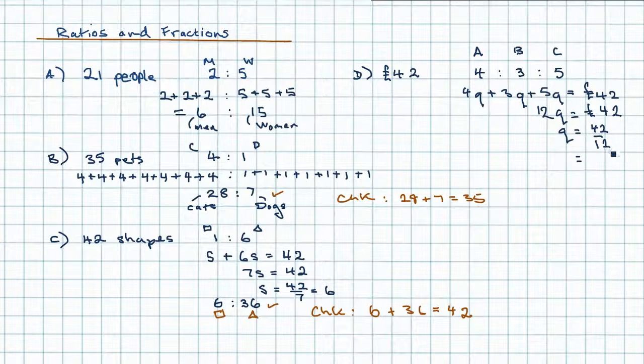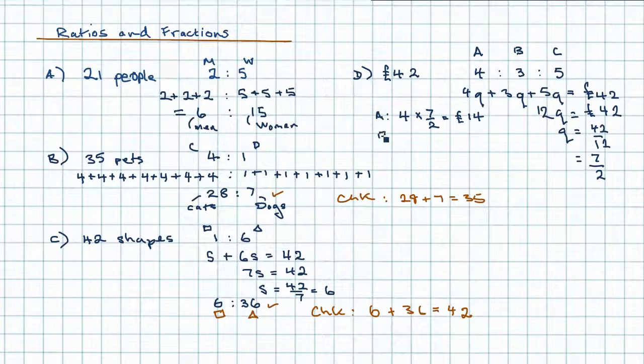Let's have a look. What divides into both 42 and 12? Well, that's going to be 6. So 42 divided by 6 is 7, and 12 divided by 6 is 2. So our scalar now is this improper fraction, 7/2. Okay, so now let's work out Anna's share. So Anna gets 4 times our scalar 7/2, which gives her 4 times 7 is 28, divided by 2, 14 pounds.